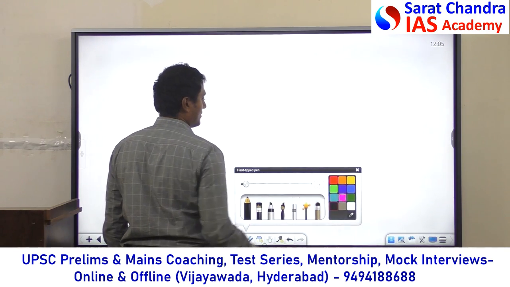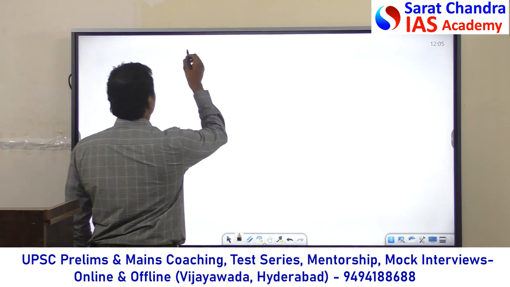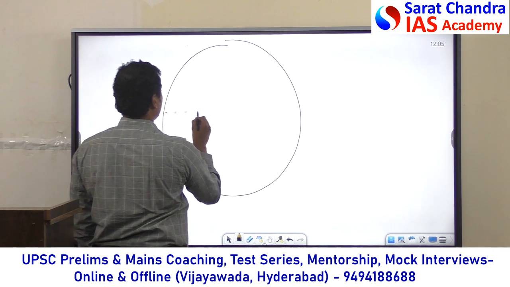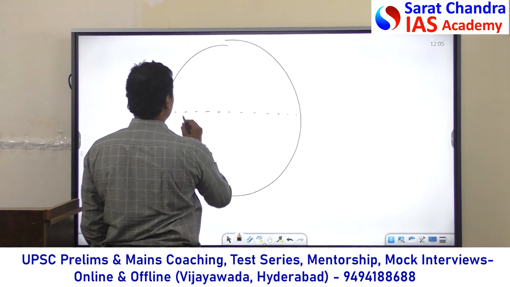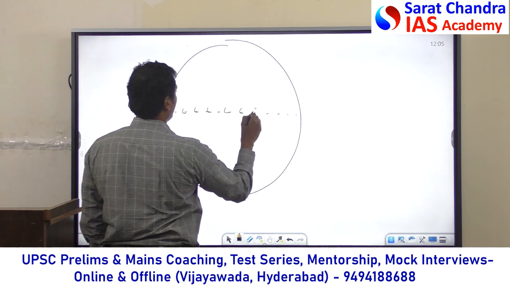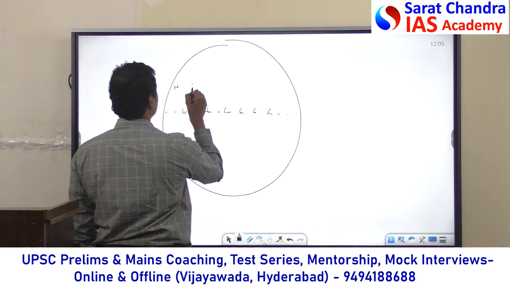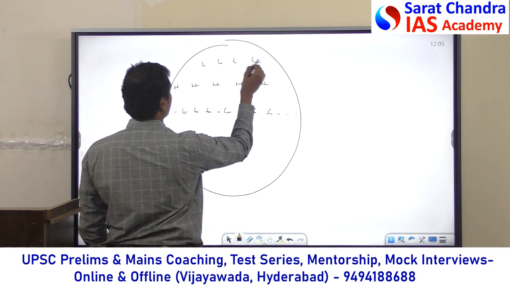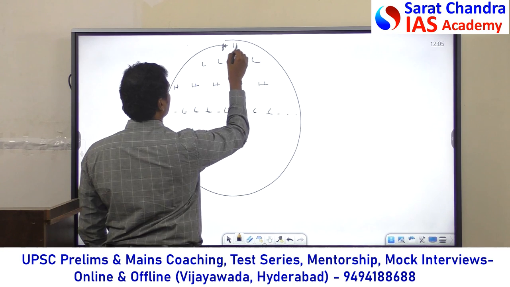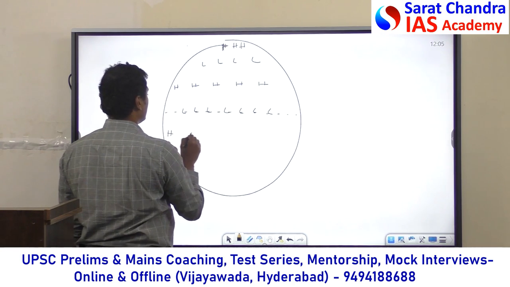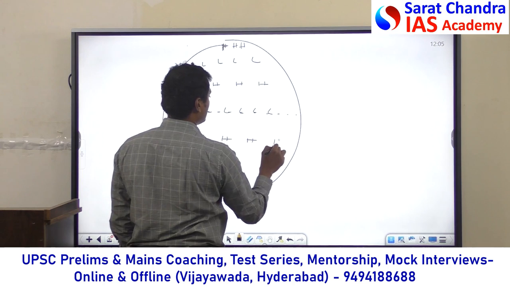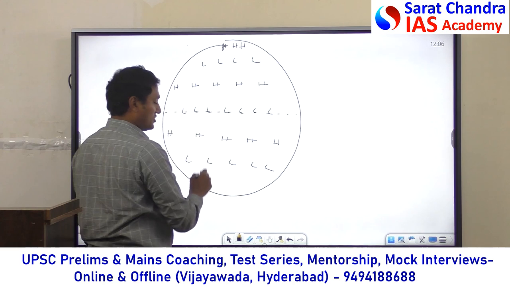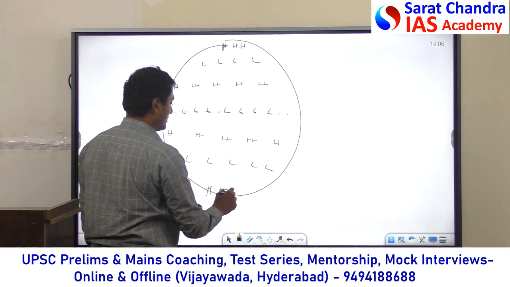I always like black color. Friends, if this is the earth and if this is the equator, I draw it as the equatorial low pressure belt, and this is the subtropical high pressure belt, this is the subpolar low pressure belt. Similarly here also, subtropical high pressure, subpolar low pressure and polar high pressure.